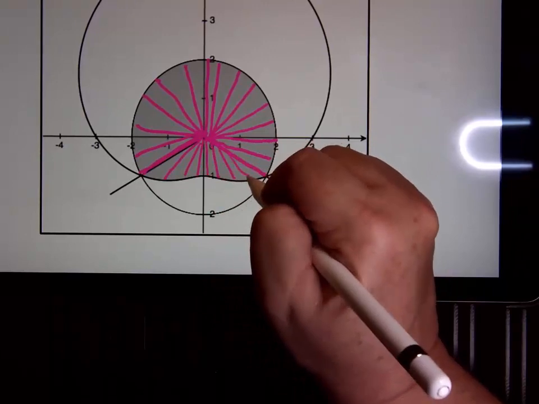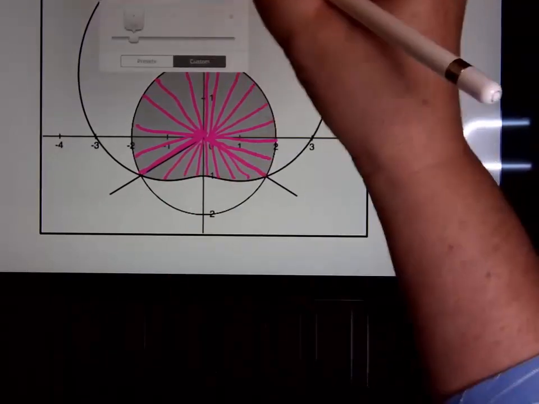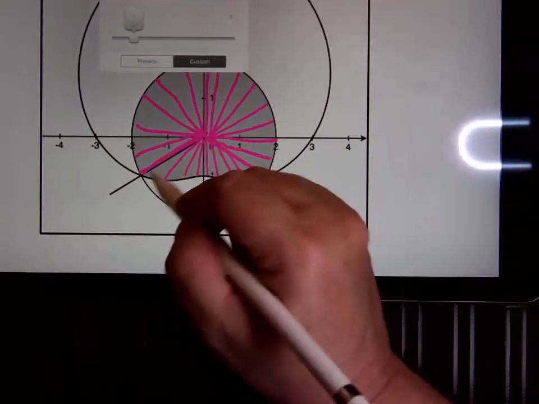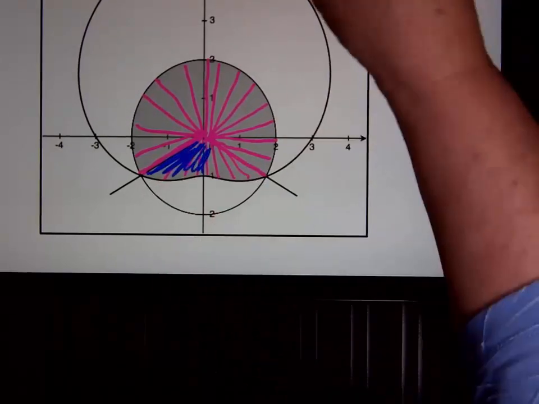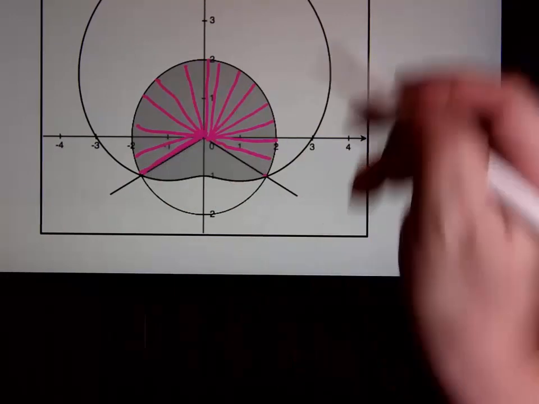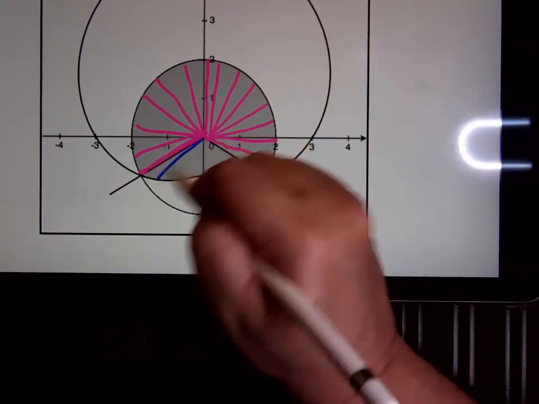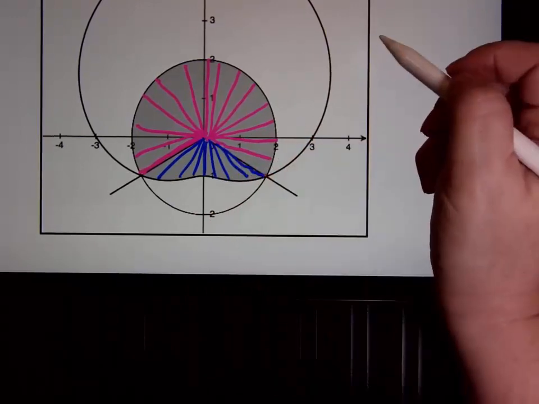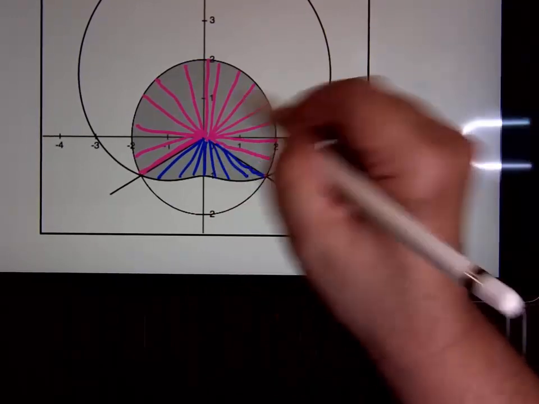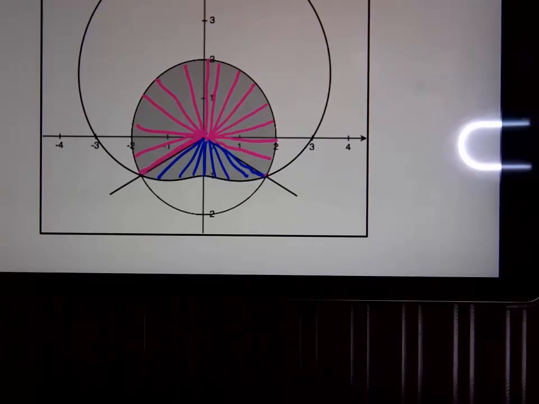Let me do a different color. From here to here, let's do this. There we go. From here to here, my sprinkler is only hitting the cardioid. Do you see that? Above it, it's hitting the circle in order to cover the shaded part. Now, I could do one minus the other, but this is a lot faster. It's just cover the circle on top, cover the cardioid on the bottom. That's what I'm telling the sprinkler to do. Okay?